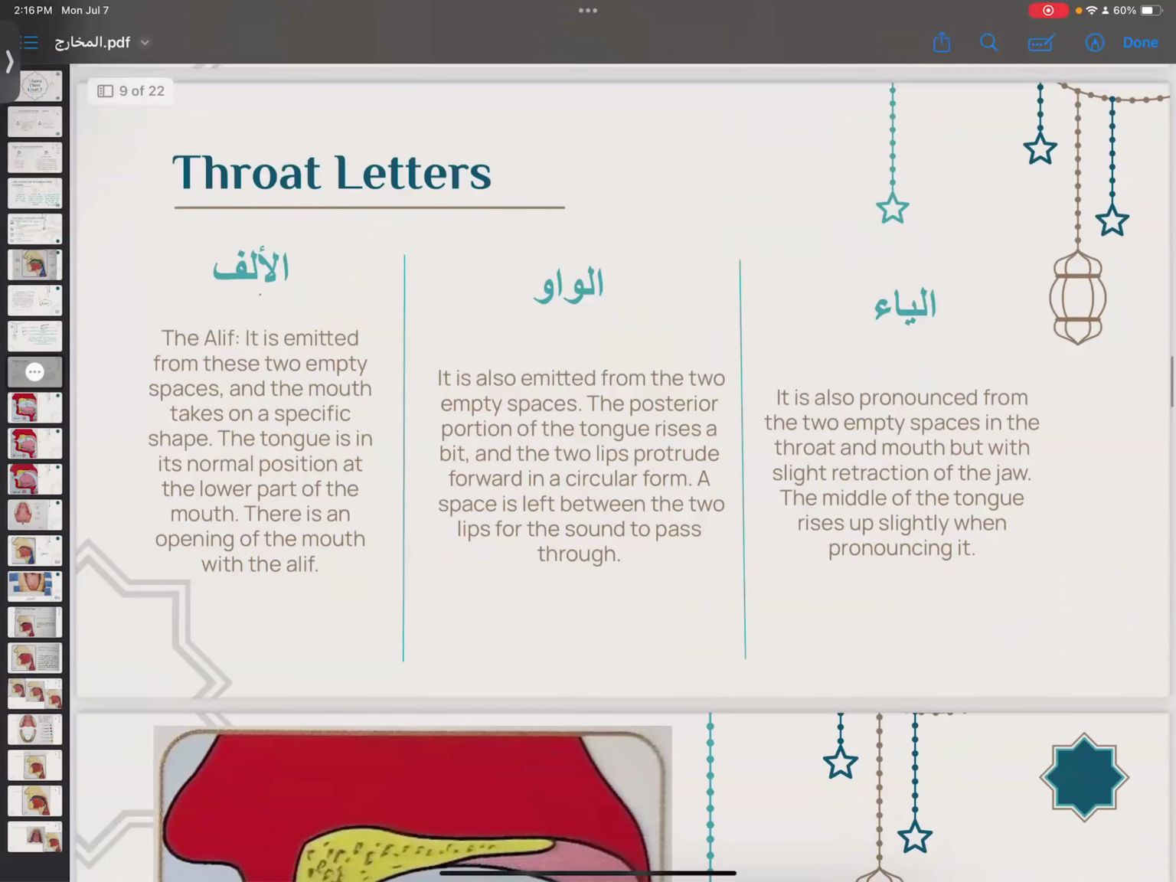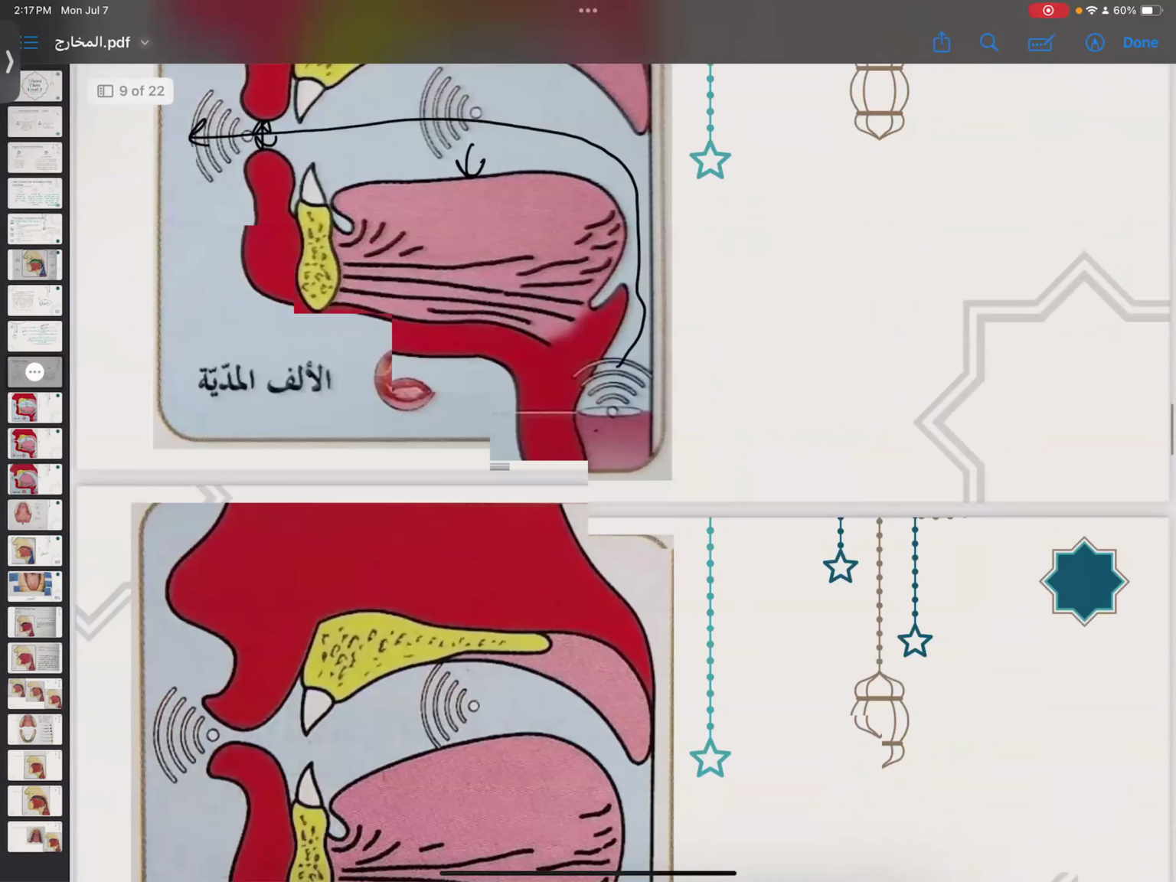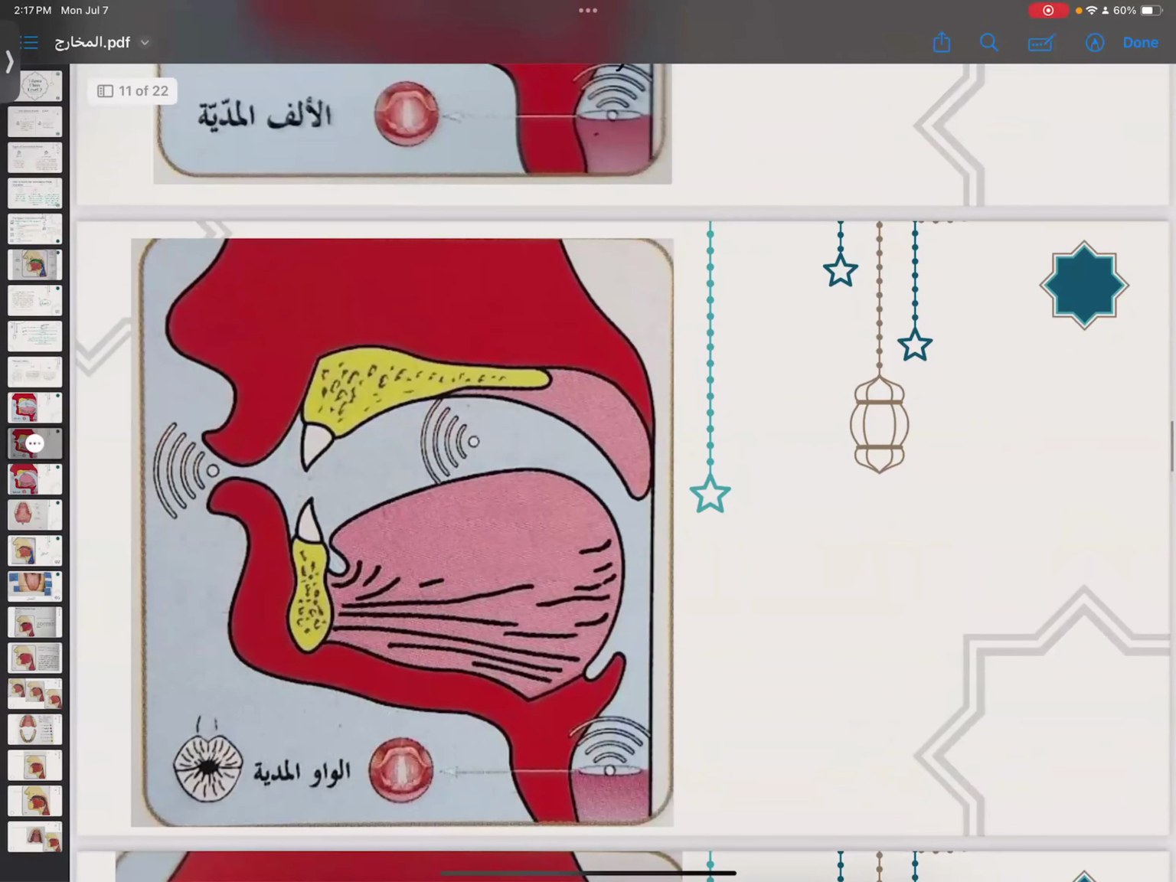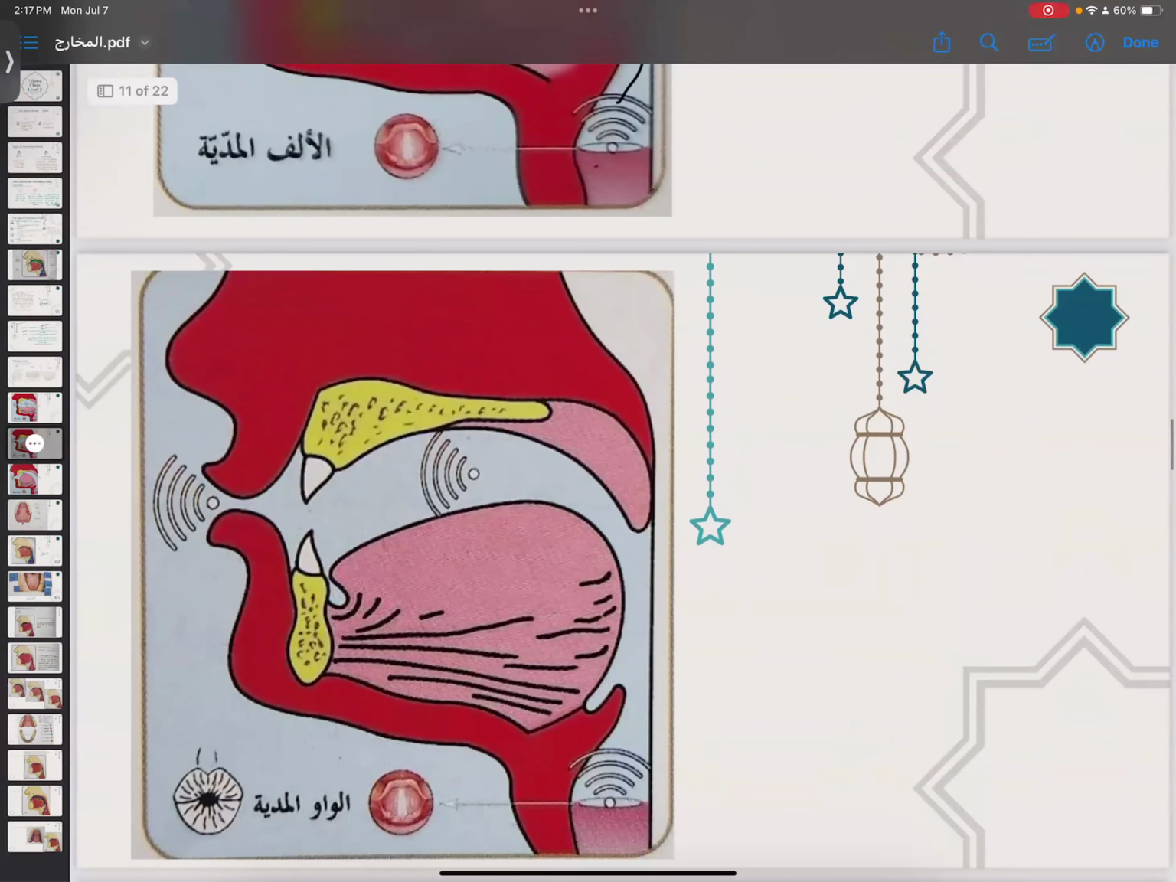Then we have al-waw. It is also emitted from the two empty spaces. The posterior portion of the tongue rises a bit, and the two lips protrude forward in a circular form. A space is left between the two lips for the sound to pass through. So these words are kind of hard, but if you look at this picture, that's kind of what it means. So this is a photo of al-waw al-maddiya.